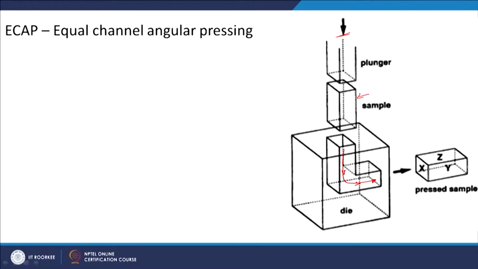But because of this change in the angle, or change in the direction of movement of the sample, you have imposed a lot of shear strain in the material, and that is how you refine or break the dendritic structure. You can do all those things without changing the size of the material, because when you change the size, you have a limit on the amount of strain you can impose, as the thickness of the material keeps reducing. Here there is no reduction in the thickness of the material.